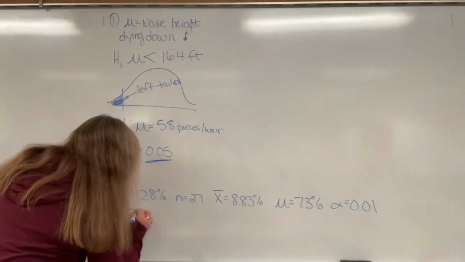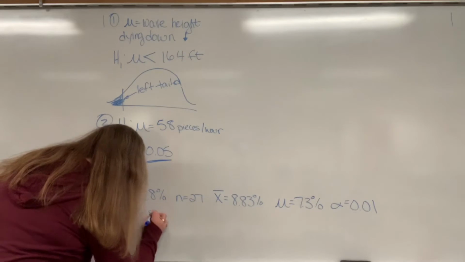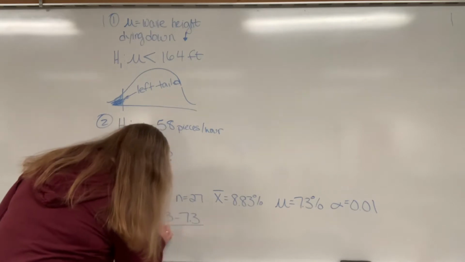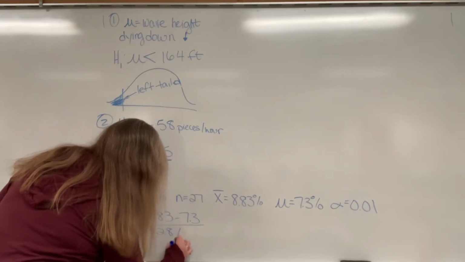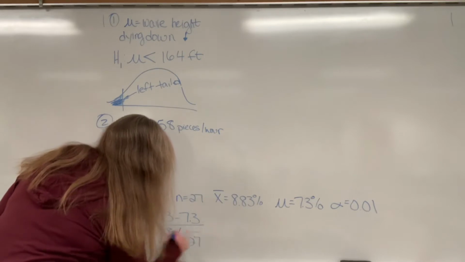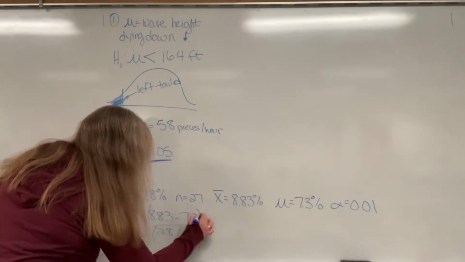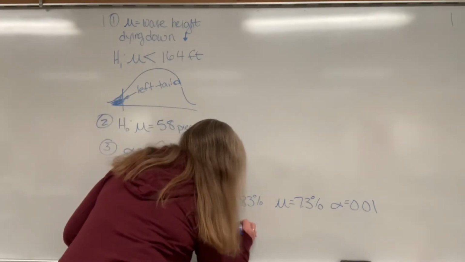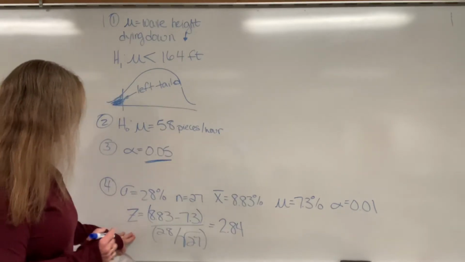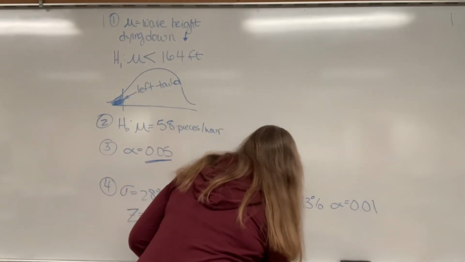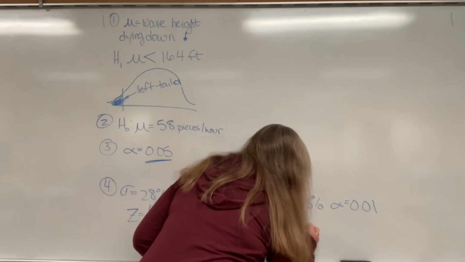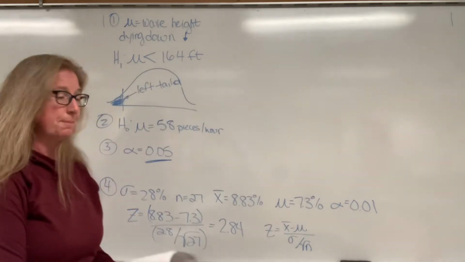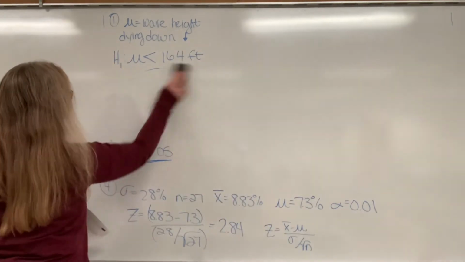So my z value is 8.83 minus 7.3 over 2.8 divided by the square root of 27. Again, don't forget you need parentheses when you put it in your calculator. So that is 2.84, okay? And again, that formula I just used is z equals x bar minus mu over sigma divided by the square root of n. Okay. Let me do a little erasing up here.